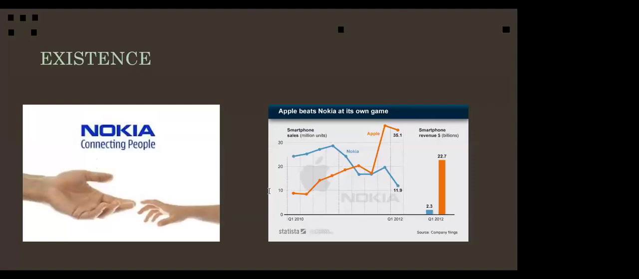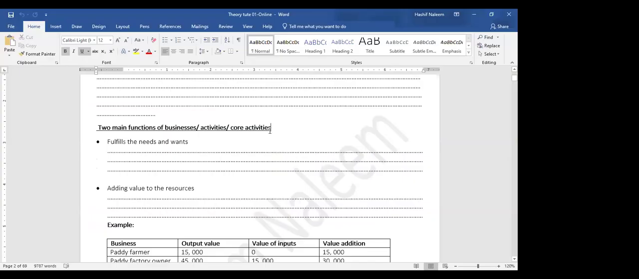When you take a business, there are two main activities, or two main functions. Very important. The first one is obviously fulfilling the needs and wants. That's the first main activity of a business, the core. A business must fulfill a need or a want. That's the first activity. And the second activity.